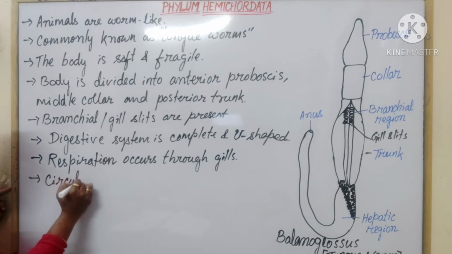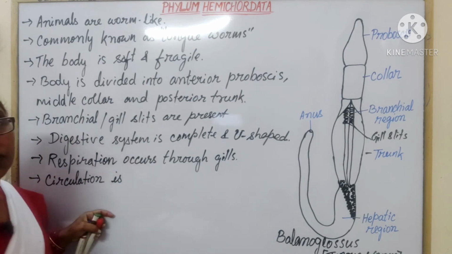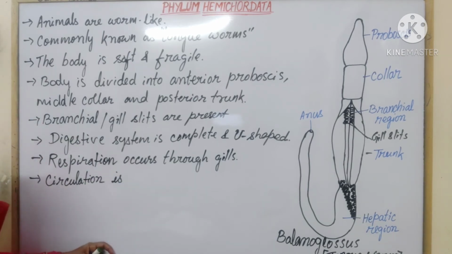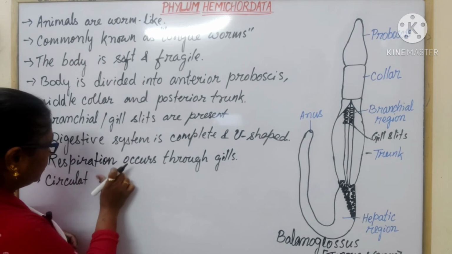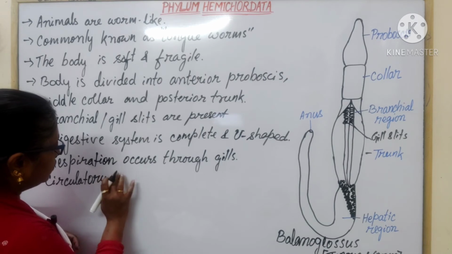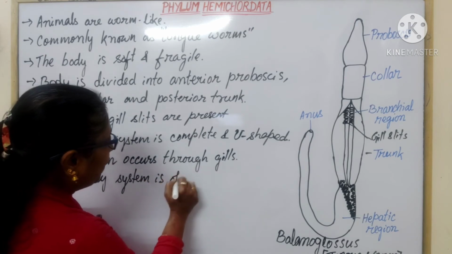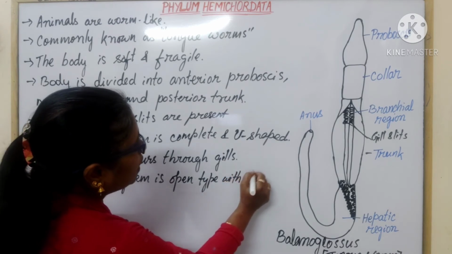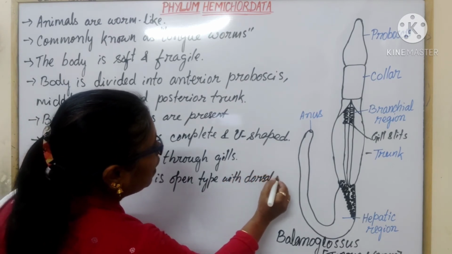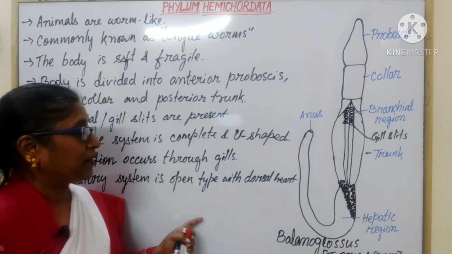Circulatory system is open type with a dorsal heart. This dorsal heart is similar to the non-chordate invertebrates.